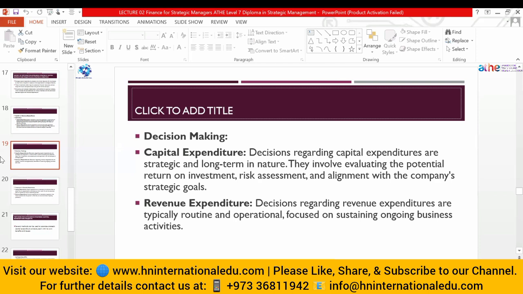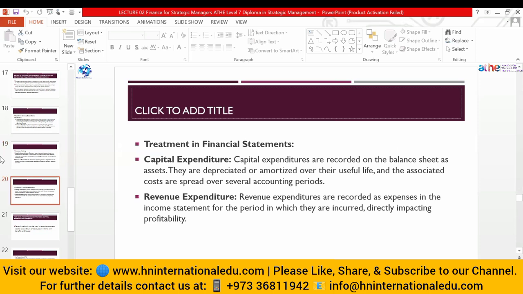Revenue, however, is decisions regarding revenue expenditures are typically routine and operational. That is, on a daily basis, the task differs from another day. So the expense is also going to be different. Focus on sustaining ongoing business activities because we want everything to be running in a smoother and normal way in daily time. Treatment in financial statement.